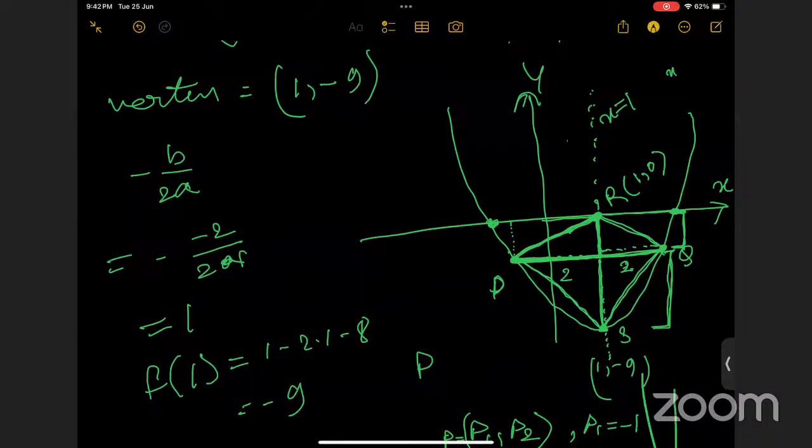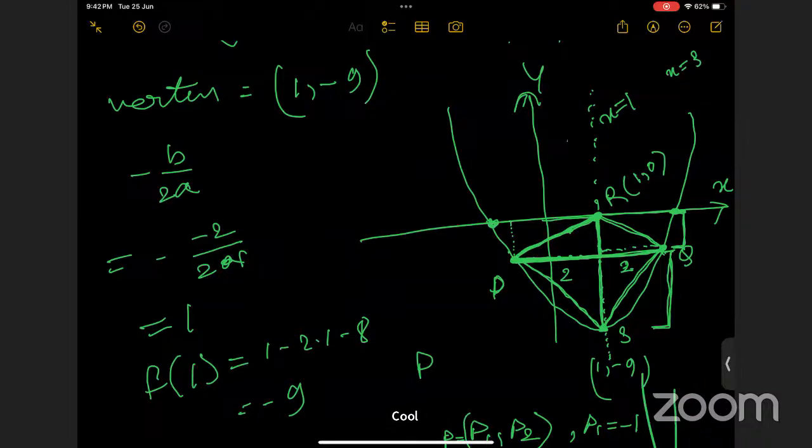Why would x be 3 here? Because your axis of symmetry is at 1, you will move 2 units here. Because here you are getting P as -1. Because symmetry means dividing into equal parts, right? I am talking about Q. Yes. Okay, you are talking about Q.